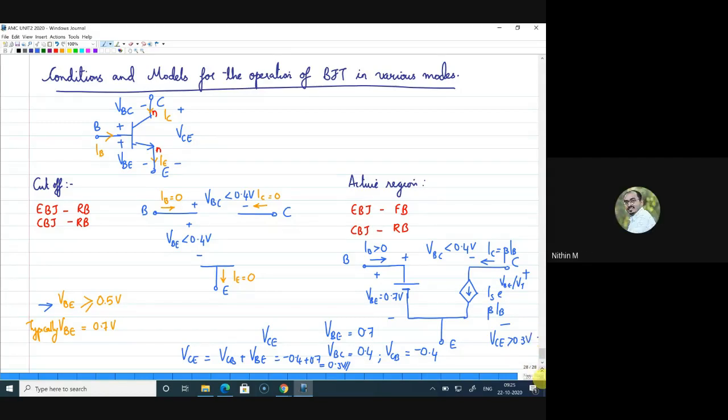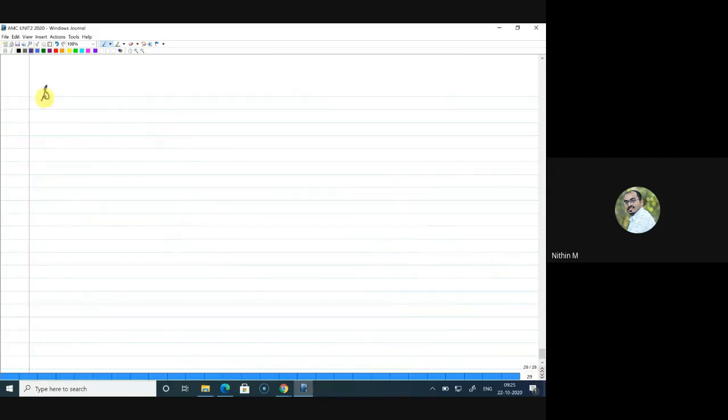Now this is the case of the active region. Now coming to the saturation region, we know that in the saturation region both junctions are forward biased. So I can draw a model like this. Sorry, this is base, this is collector, and this is emitter. Now both are forward biased, so both can be replaced using an equivalent diode. So the emitter base junction can be replaced using the same VBE of 0.7.